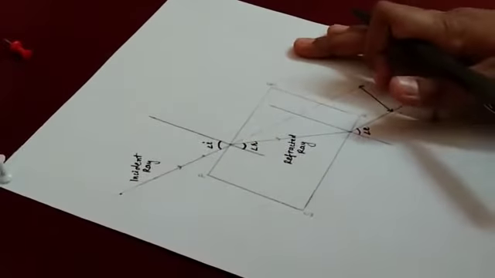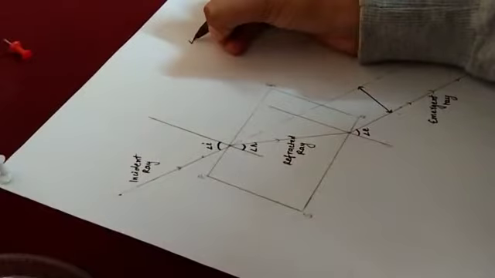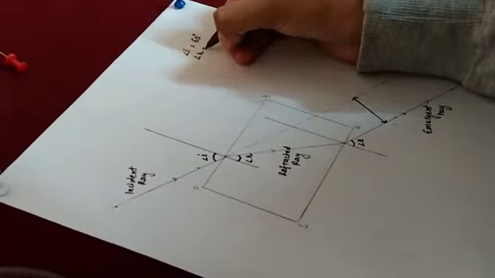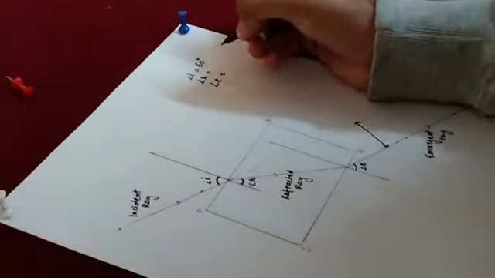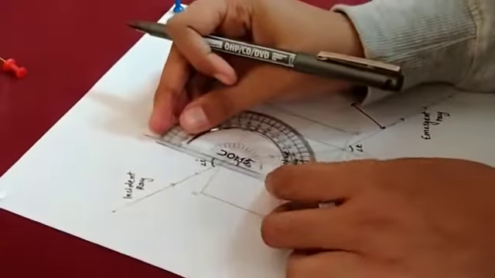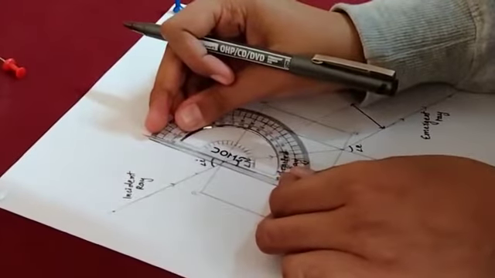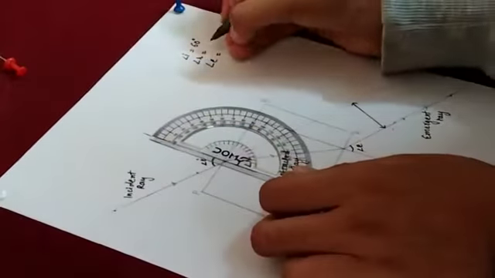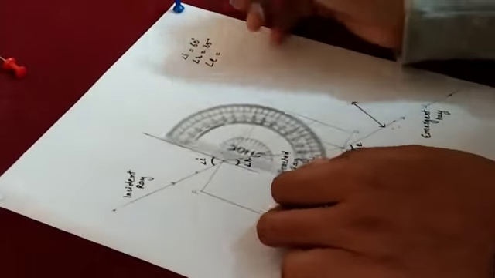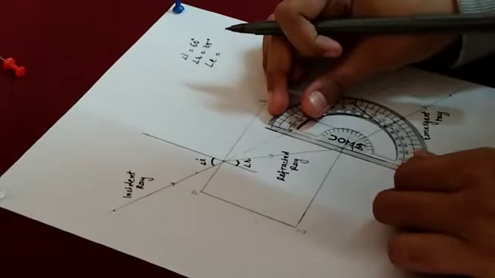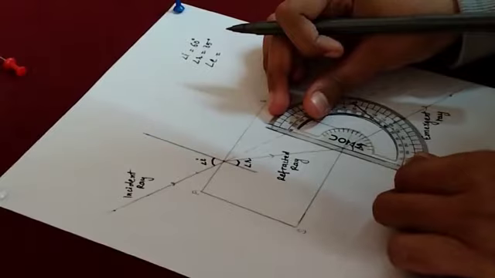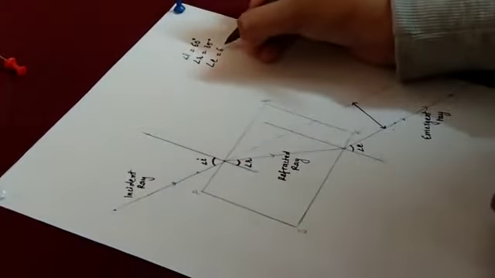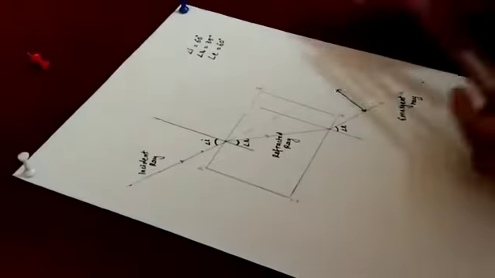Now let us note the measurement of all the angles. The angle of incidence I took was 60 degree. Let us measure angle of refraction and angle of emergence. So it is coming out to be 35 degree and the angle of emergence, it should be 60 degree, and yes, it is 60 degree. Measure the lateral shift.